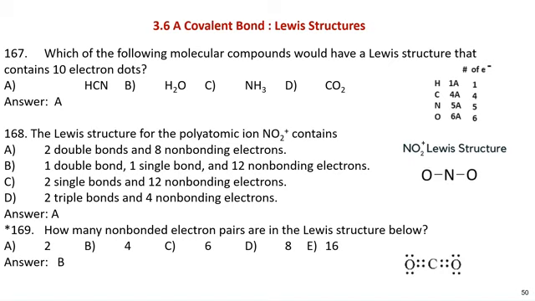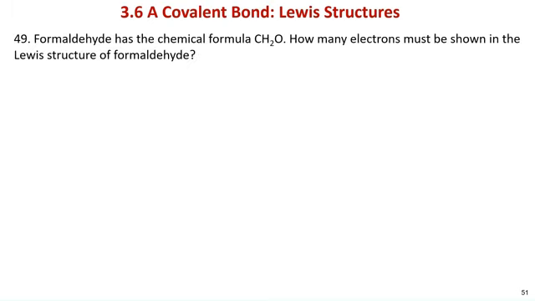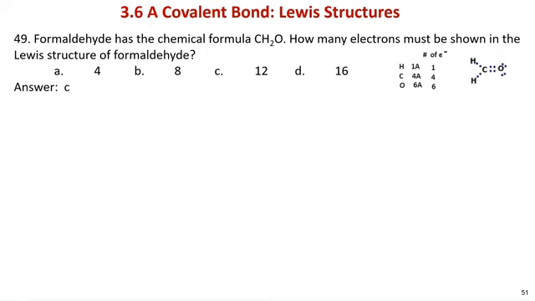Formaldehyde, Lewis structure, how many electrons must be shown in the Lewis structure? Formaldehyde. The number of dots that should be shown in the Lewis structure should be the sum of the valence electrons. Therefore, this is 4, this is 2, 1 times 2, 12. 12. C is the correct answer.